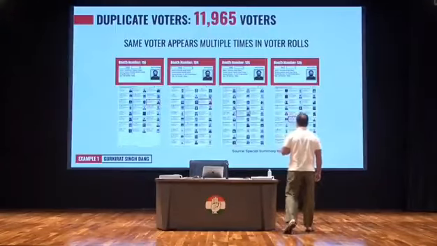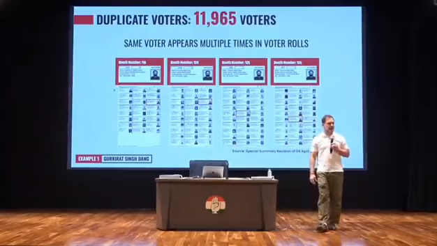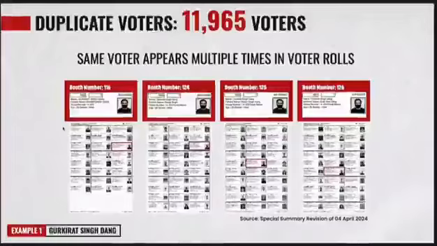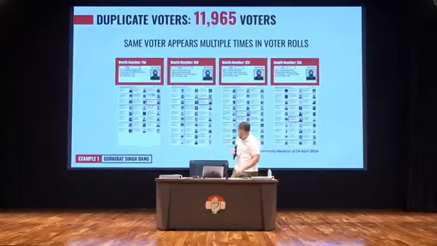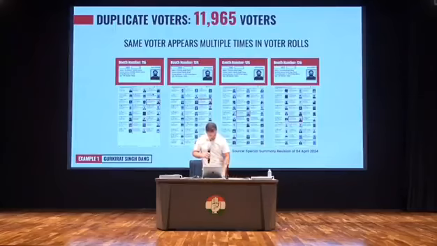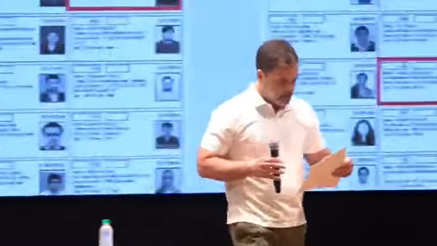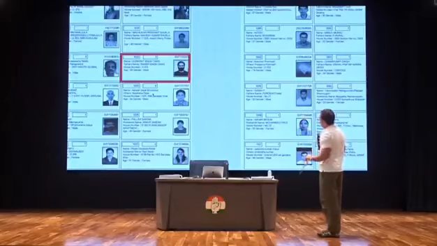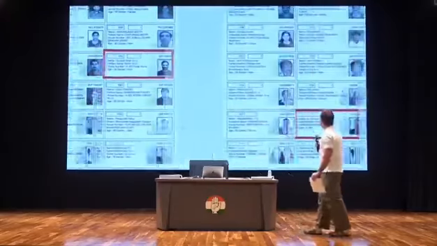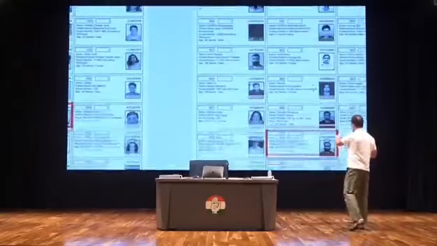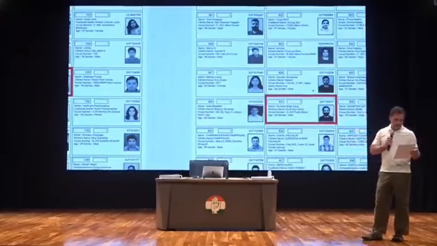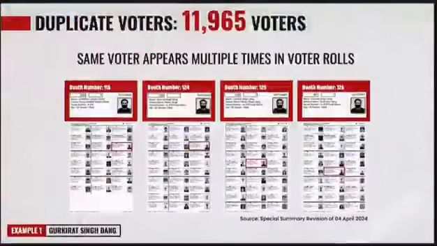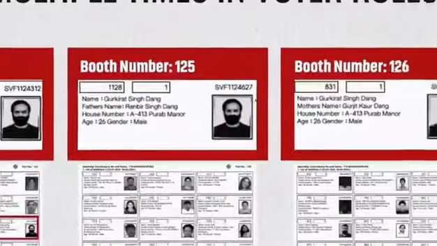Here is duplicate voter. There are 11,965 voters of this type. This is a gentleman called Gurkirat Singh Dang. Here he is. Can you zoom in? Gurkirat Singh Dang appears once, twice, 3 times, 4 times, in 4 different polling booths in the constituency. He is the same name, the same address, the same person, 4 different polling booths.